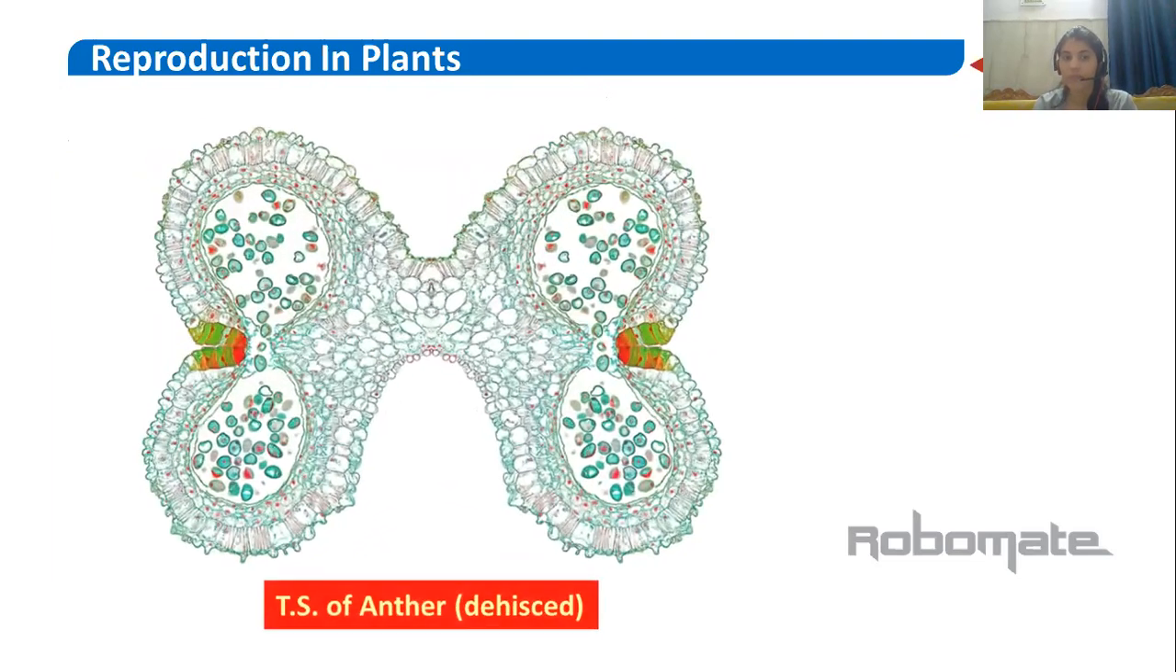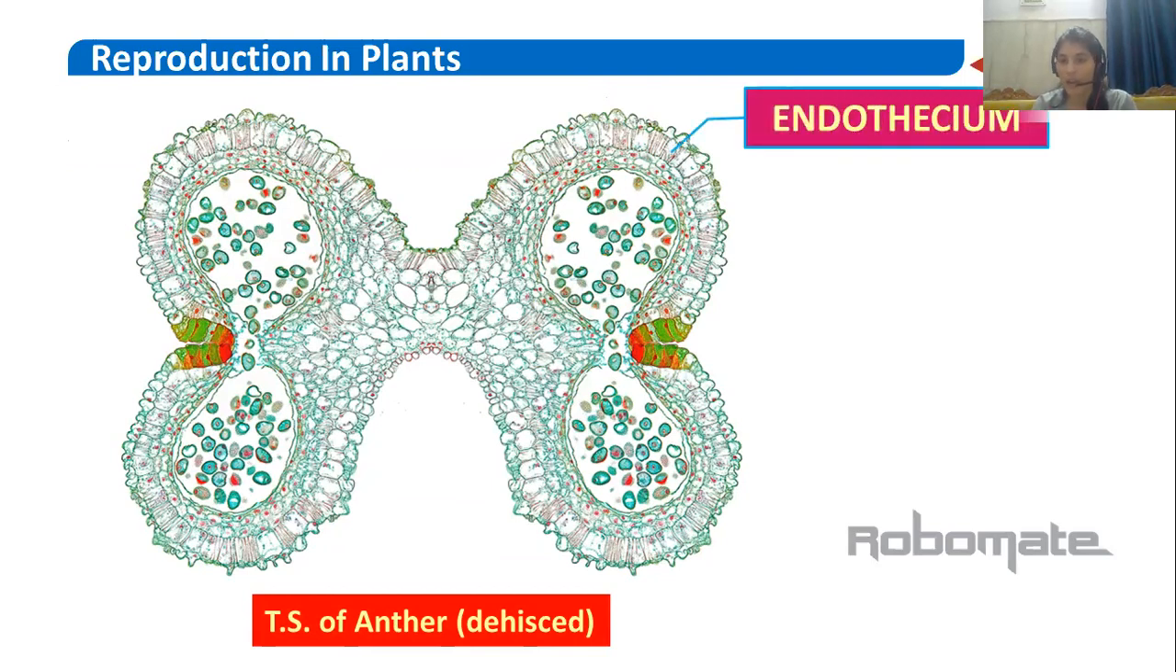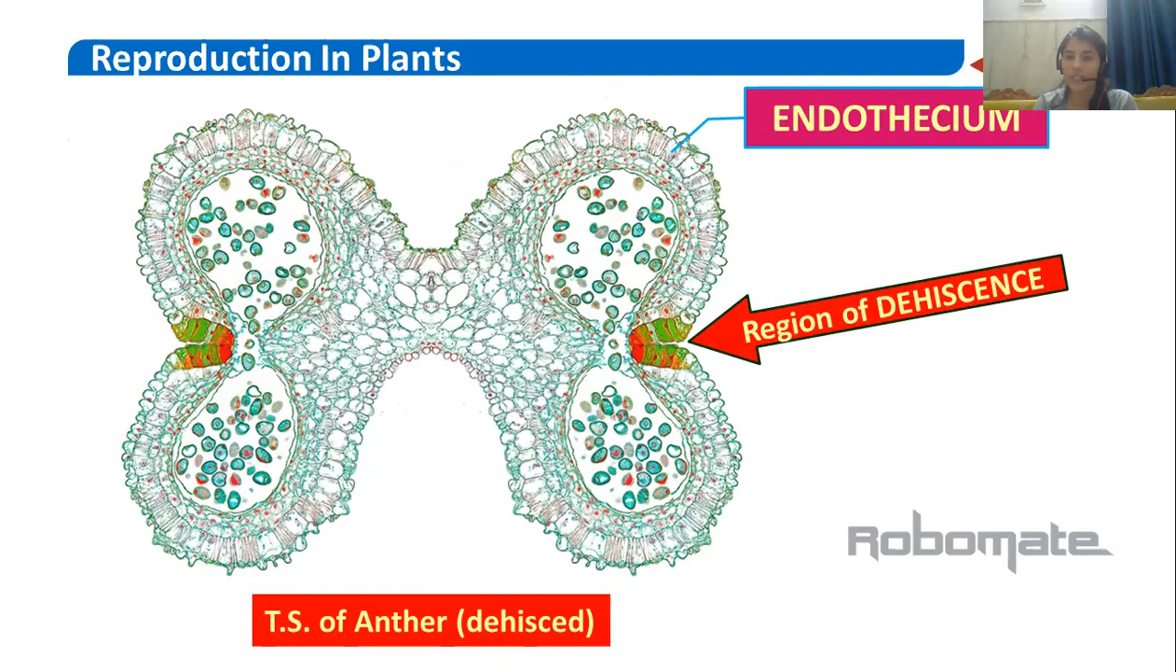See, again we have a transverse section of anther. This time it is dehiscent. What is it? It is split open to give off pollen grains. Here we have endothecium, and endothecium is very important. We'll discuss this later. Now this is the region of dehiscence. This colored portion on both sides is the region of dehiscence.